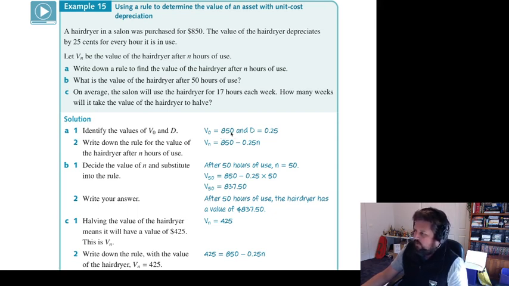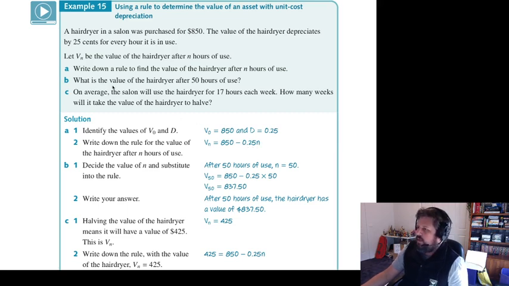So it started off at $850. And it's going down in value at 25 cents every hour. So we're writing that as 0.25. Writing it out as an equation, it's using the depreciation formula. So Vn is going to be equal to V0 take away nD. And so plugging those values in, we get 850 take away 0.25n.